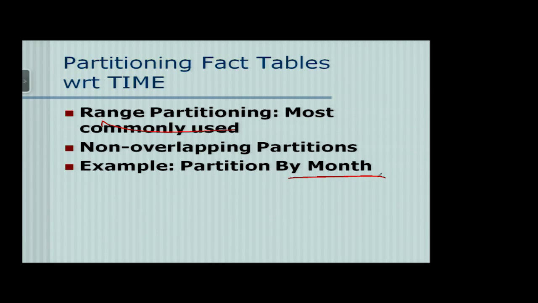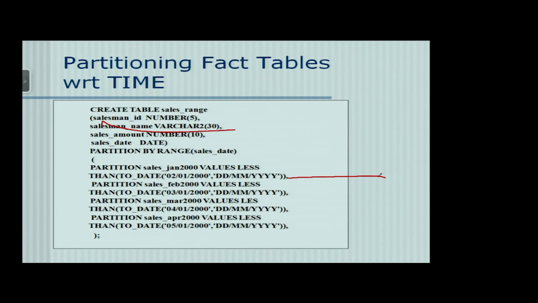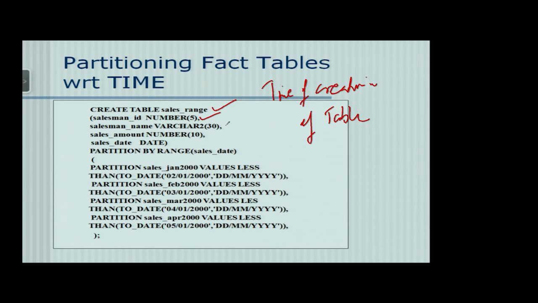For example, I want to create partitions by month, so I'll give you an example, which is the exact SQL syntax. Let me clear this annotation quickly. Here you can see I'm creating a table sales range, and I'm creating partitions at the time of creation of the table. I can do it later also. The attributes are salesman ID, salesman name, sale amount, and sale date. And I'm saying I'm partitioning by range.